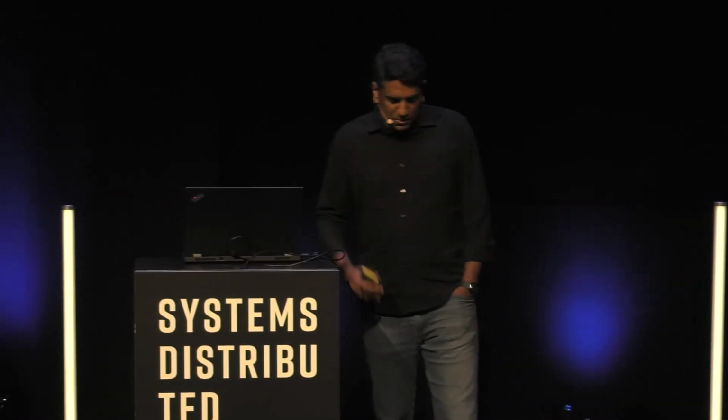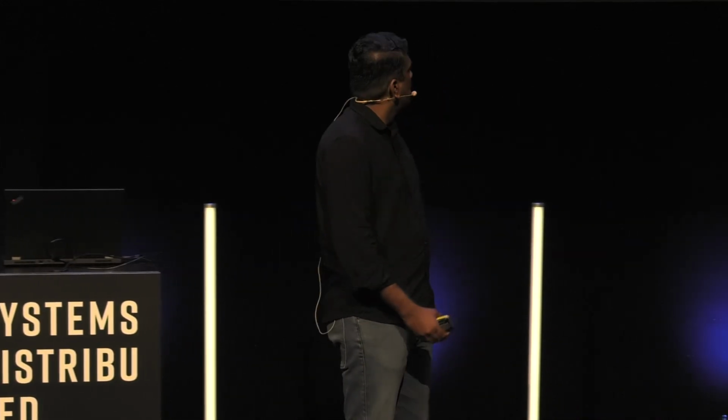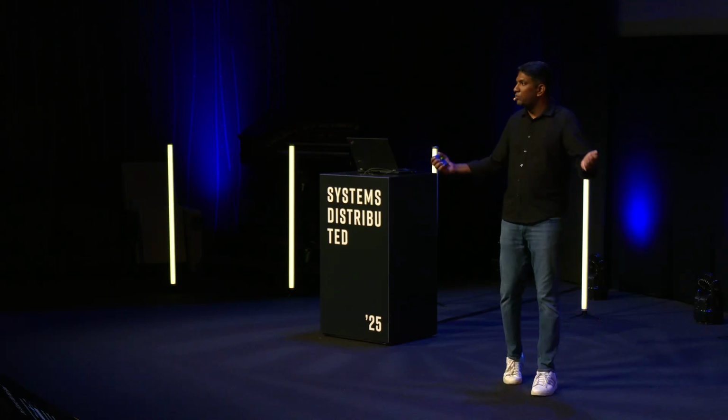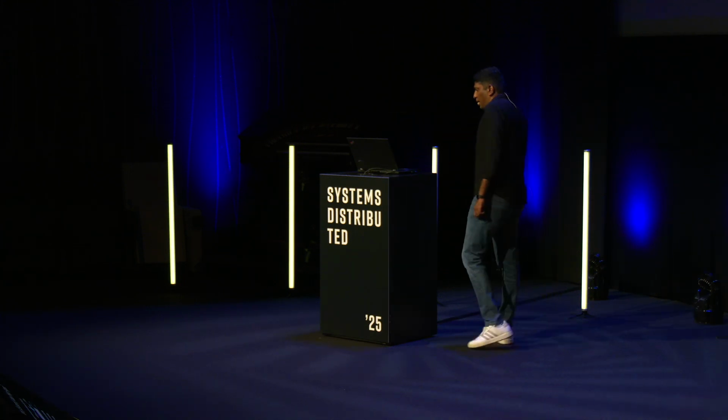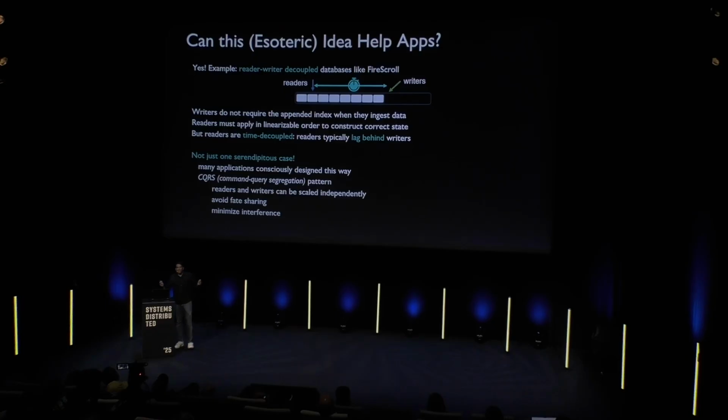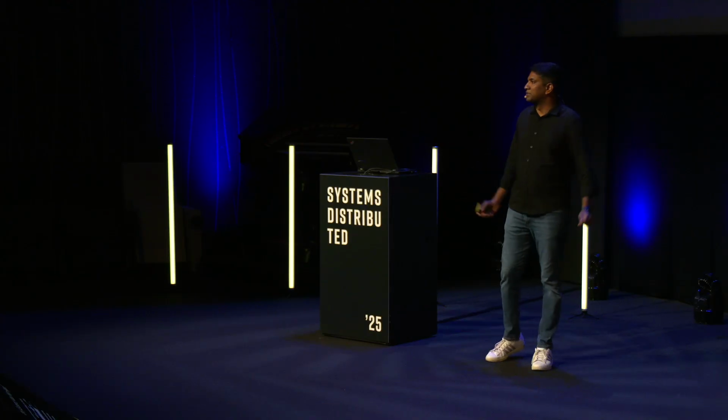There are three key benefits to doing this. First, if you split the readers and writers, you can independently scale them. This is similar to how you separate compute and storage. Second, it avoids the fate sharing between readers and writers: if the readers fail, the writers can still operate. And third, it minimizes the performance interference between these two sets of tasks.